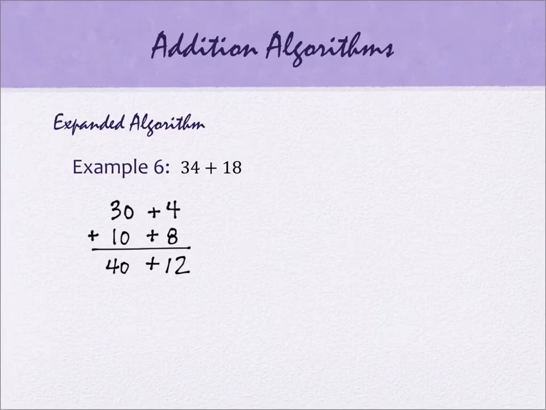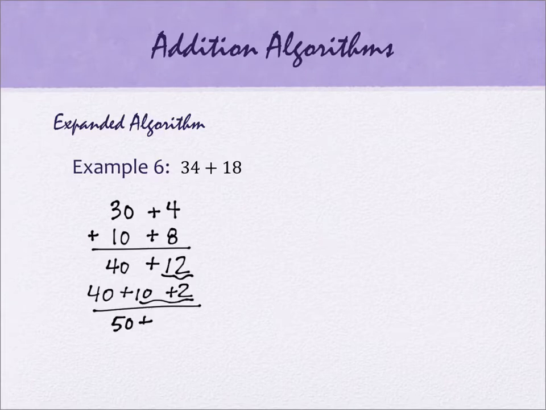One of the things I can do, if it's straightforward enough that you can see it at this point, you could just add them, sort of straight across, if you will. But you could also break the 12 up into 10 and 2, right? So this is 40 plus 10 plus 2. I'm just breaking my 12 up into 10 plus 2. So 40 plus 10 is 50, and then my 2 makes 52.